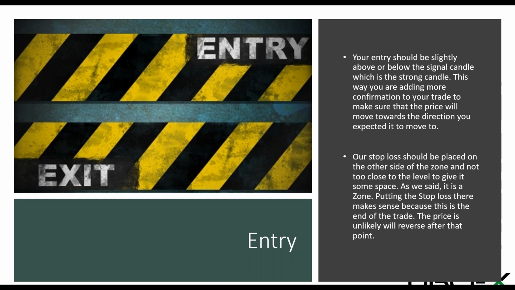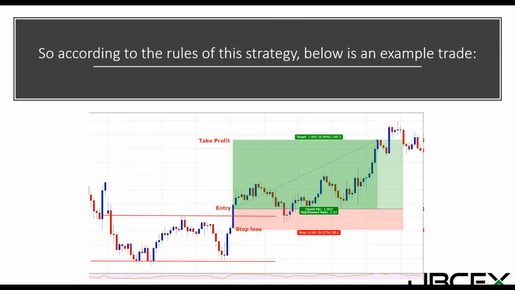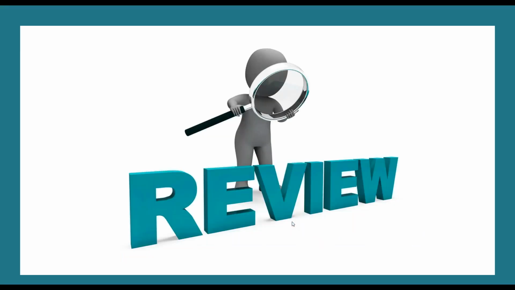The price is unlikely to reverse after that point. So according to the rules of this strategy, below is an example. We want to use a 2-to-1 or a 3-to-1 take profit to stop loss ratio. We would put our stop below that candle, which was our entry candle, and using a 2-to-1, we would need the price to move up to this price to get our risk reward ratio, and a 3-to-1 ratio. So this would help us calculate whether we could take this trade.